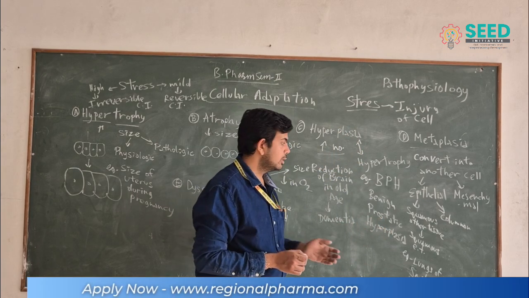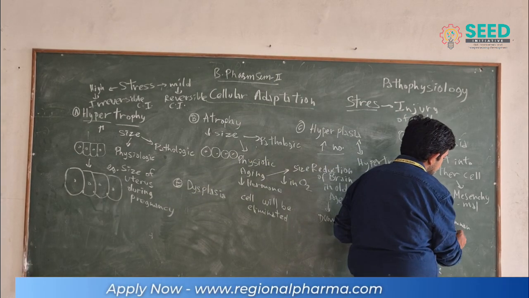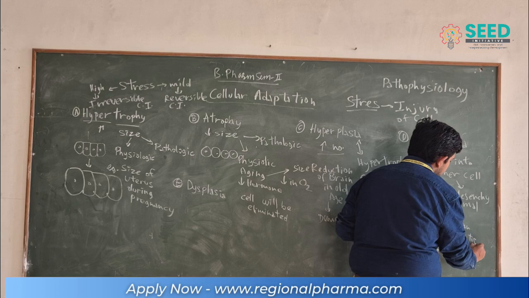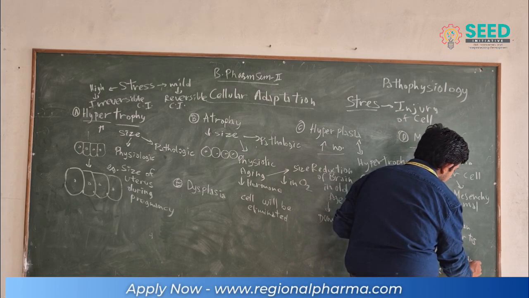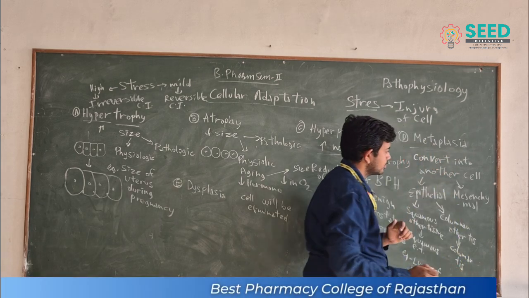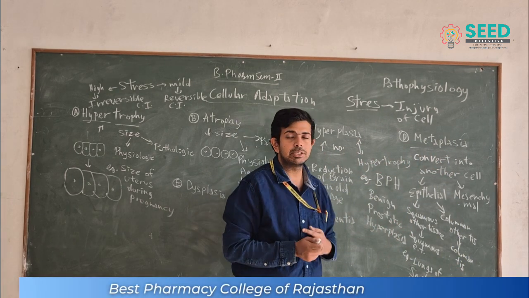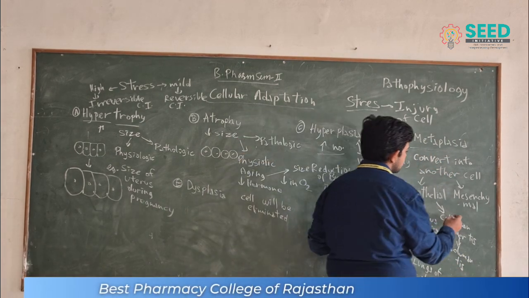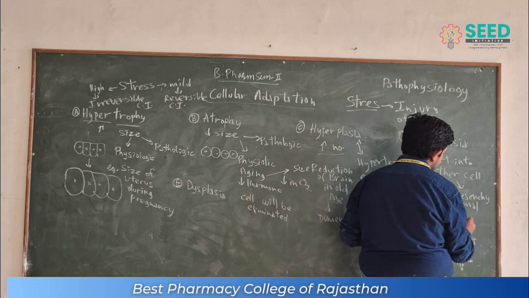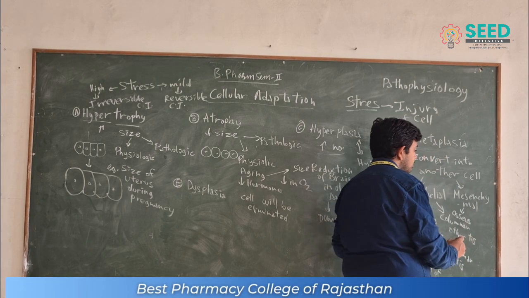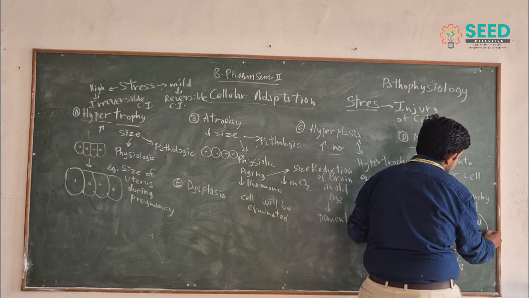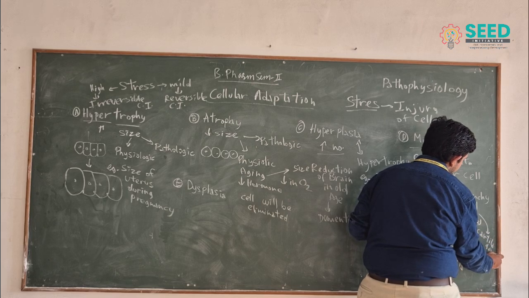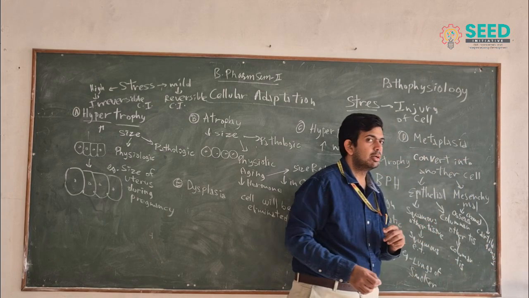Next is columnar. It also means that other epithelial tissue will be converted into columnar tissue. Mesenchymal metaplasia is of two types, which is osseous metaplasia. Osseous means bone, and second is cartilaginous metaplasia. What does this mean?